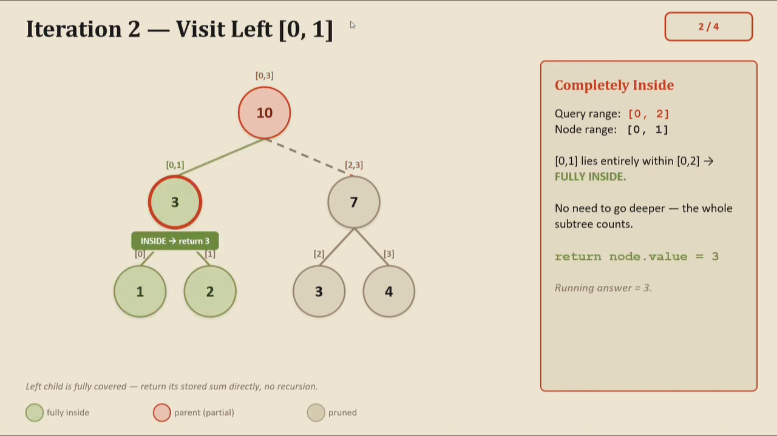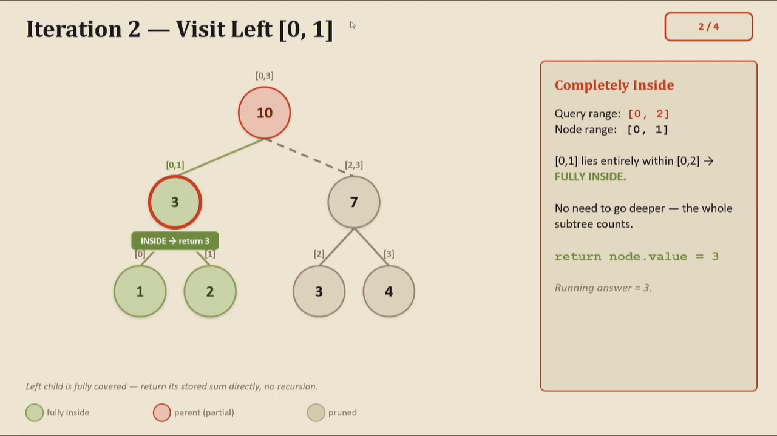We're now at the left child, which covers index 0 to 1 and stores the value 3, which is the 0th index of array A plus the 1st index of array A, equal to 1 plus 2. We compare index 0 to 1 against the query index 0 to 2. The node range 0 to 1 lies entirely within 0 to 2. This is the fully inside case.